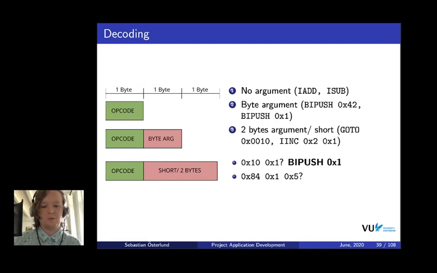The second example is a bit more involved. Here are 3 bytes after each other: 0x84, 0x1, and 0x5, and this corresponds to an iinc, the integer increase. To summarize what this operation does, it takes a certain local variable, to be more precise, and we'll discuss a bit later what local variables really are, and then it will increment it by a fixed value. So this will increment local variable number 1 by 5.